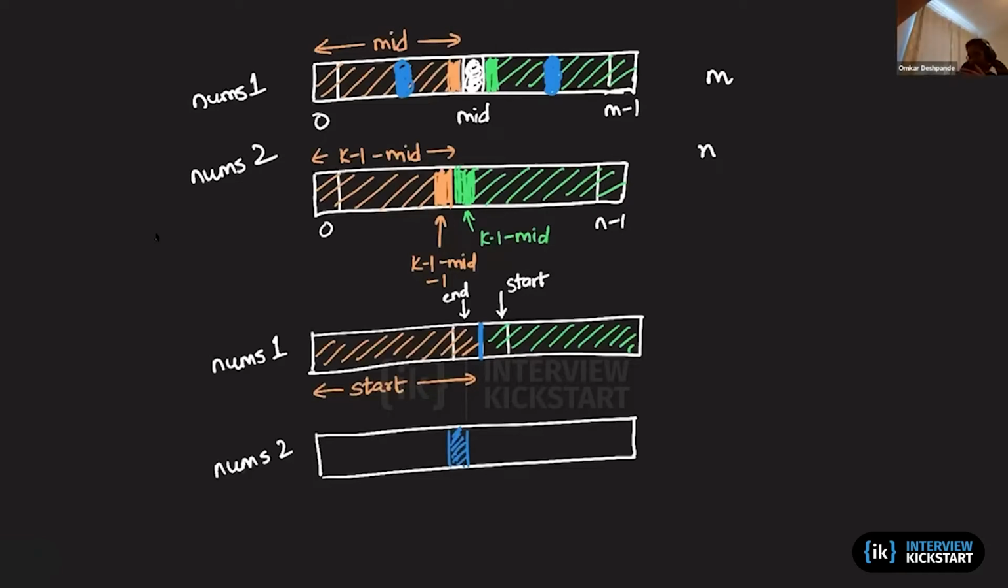Now, if I know that in the first array there are exactly start number of elements which are smaller than the kth smallest element, then I know that in the other array there must be exactly k minus 1 minus start values that are smaller than the kth smallest element, which means I know the index at which the kth smallest element must lie in the other array. It's going to be index k minus 1 minus start, because these indices are from 0 to k minus 1 minus start minus 1. So this will be at index k minus 1 minus start.